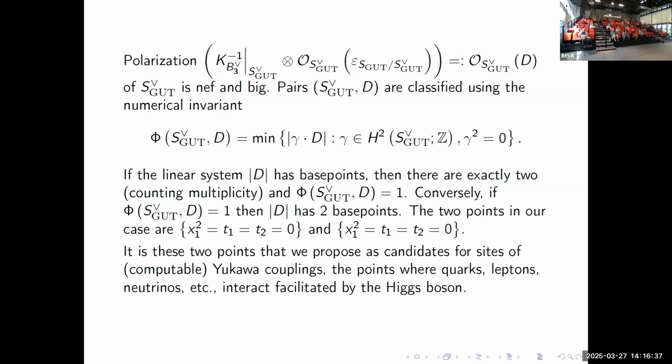So anyway, as I mentioned, it's those two base points that are candidates for the sites of computable Yukawa couplings, the place where the quarks, the leptons, the neutrinos, et cetera, interact, facilitated by the Higgs boson, which is an H1 class. Is there a misprint there because those two things look identical?